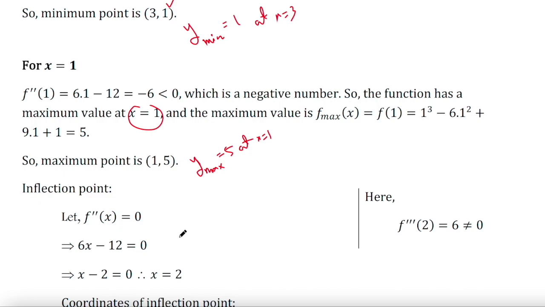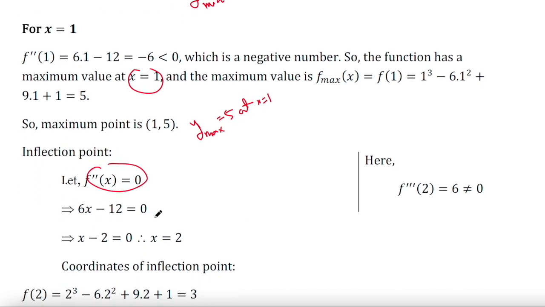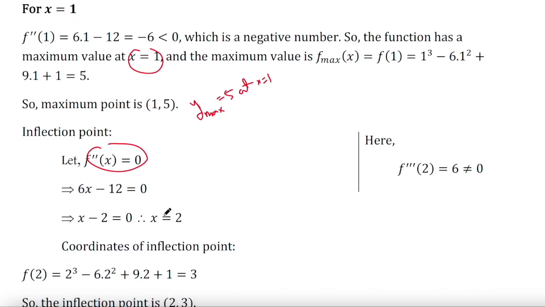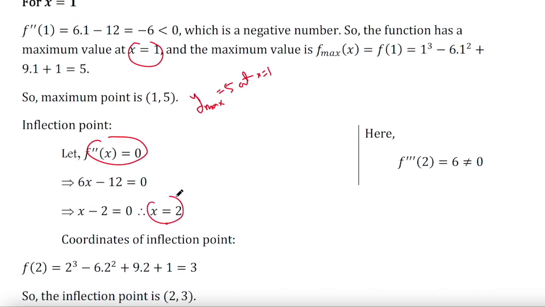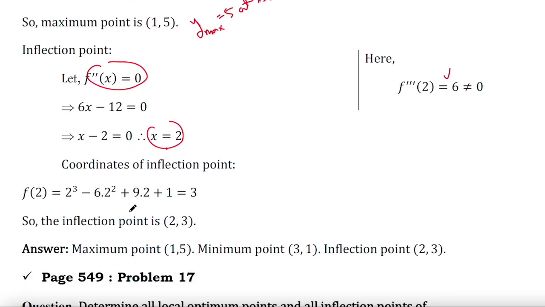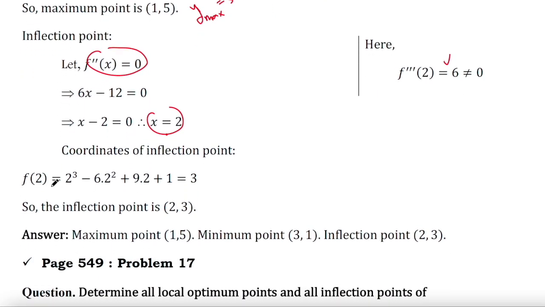Now for the inflection point, we need to set the second derivative equal to 0. That gives us x equal to 2. And at 2, the third derivative is not 0. So there is an inflection point at 2 and the y coordinate you will get from the given function, which is (2, 3). So the answer is there is one maximum point, one minimum point and one inflection point.